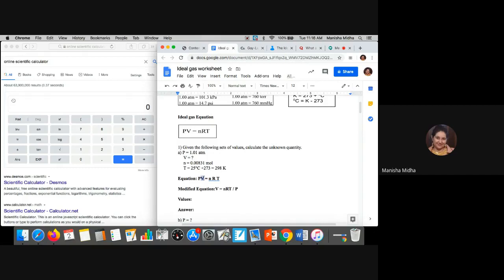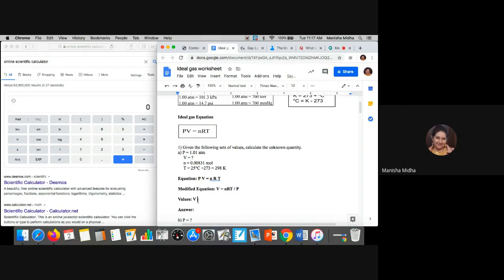That means V should be alone on one side, and the partner, whoever is next to it, should move to the other side. So pressure, since it's multiplying the volume, when it goes to the other side, it is going to divide. So I have to write a modified equation, which is now V is alone by itself, and whatever we had on the right hand side stays as is. Now the pressure that was on the left has moved to the right, and now there is a divide sign. So we have volume equals N times R times T divided by pressure. We have to just plug in values.